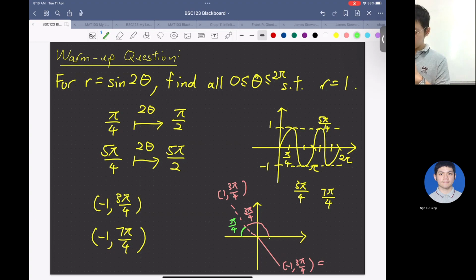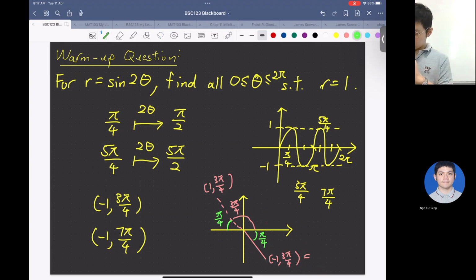So this angle here is pi over 4. To get the angle starting from 0, you need to take 2 pi minus pi over 4. So this point is equal to (-1, 2 pi minus pi over 4), which is 7 pi over 4. So (-1, 3 pi over 4) is really (1, 7 pi over 4).